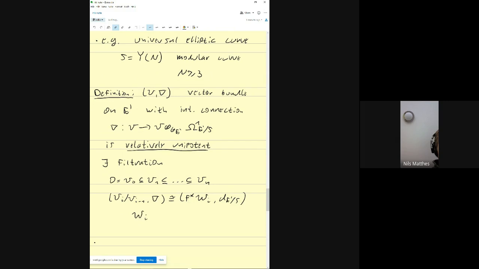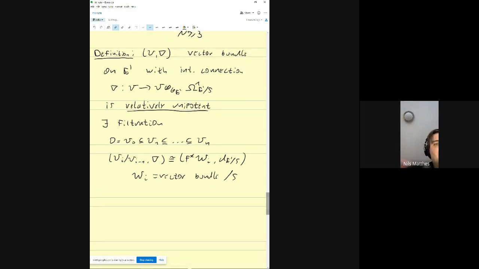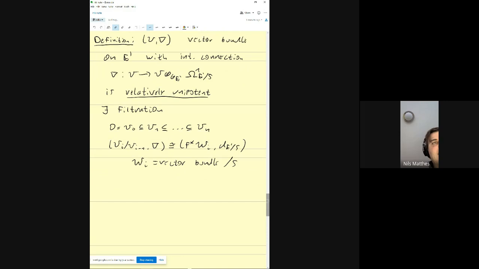So Wi here is some vector bundle over S. And you can check easily that this is really a generalization of the previous notion of unipotent. In the case where S is spec K, a vector bundle is just a finite dimensional vector space, and you get the trivial OX modules via pullback. So this really just generalizes the notion we had before.